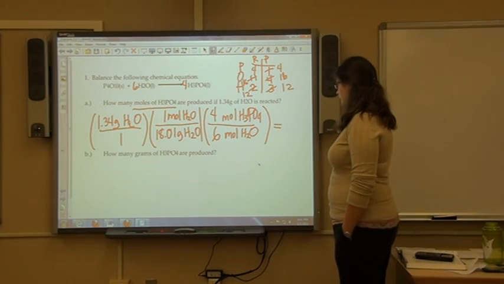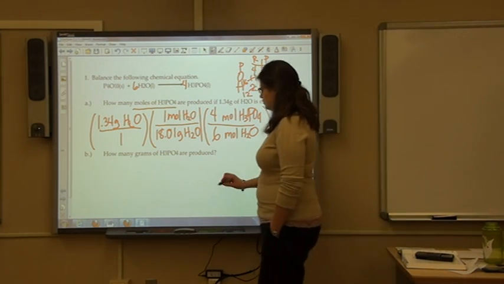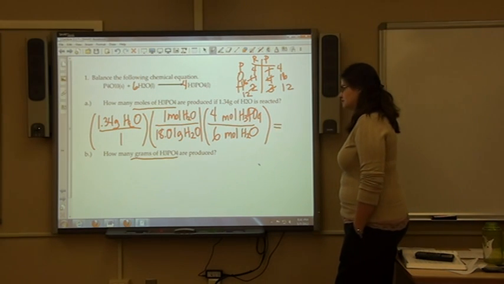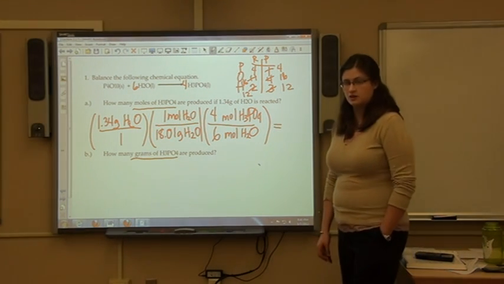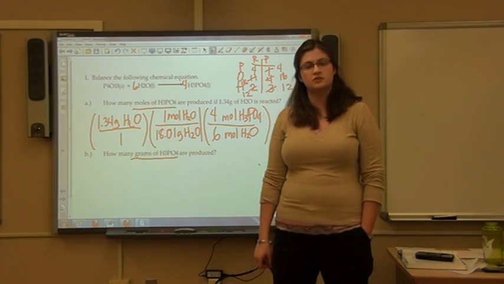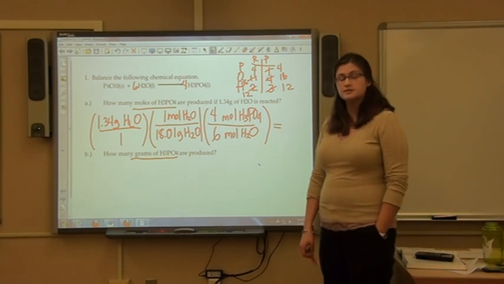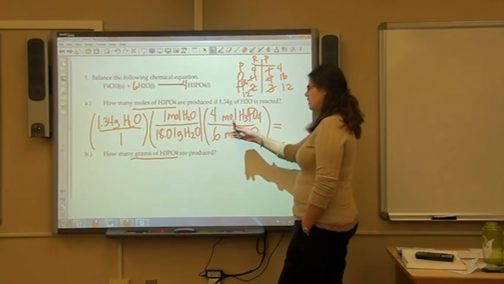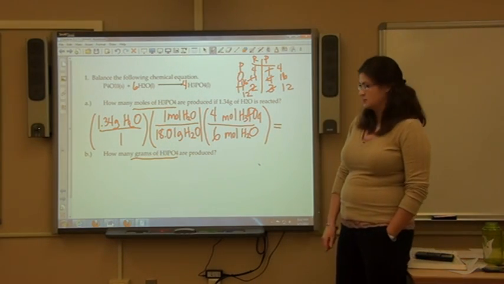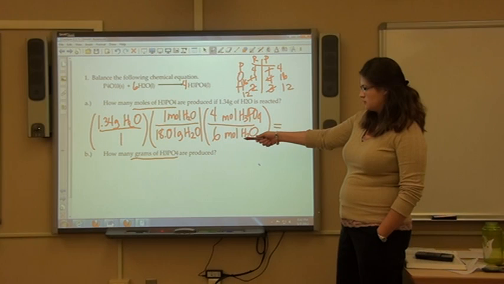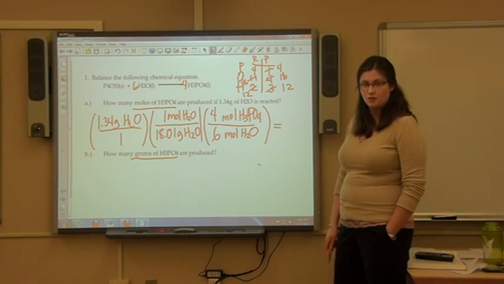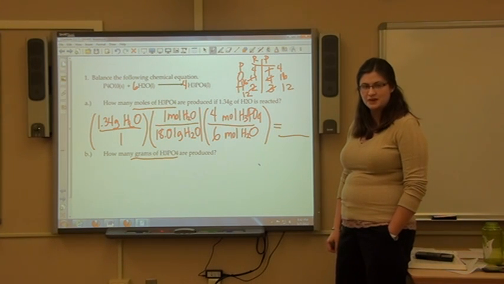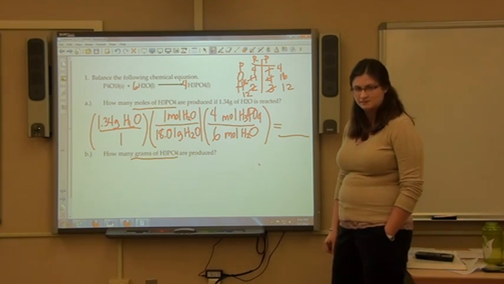Okay. Now, this question asks how many grams of H3PO4 are produced. Okay, there are 2 ways to solve this problem. One is really long and one is really short. You could start at the very beginning of the problem and work through the whole path and add the last bracket to convert moles of H3PO4 to grams. Or you could take whatever answer you get here, multiply it by the molar mass, and you've got your answer.